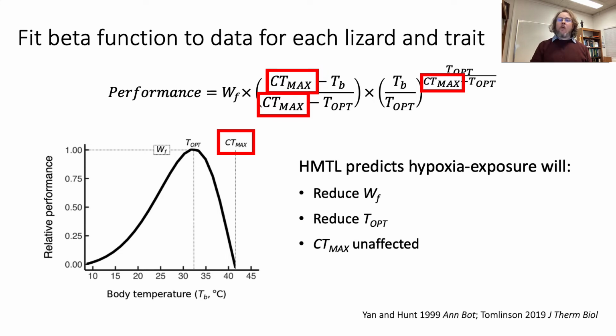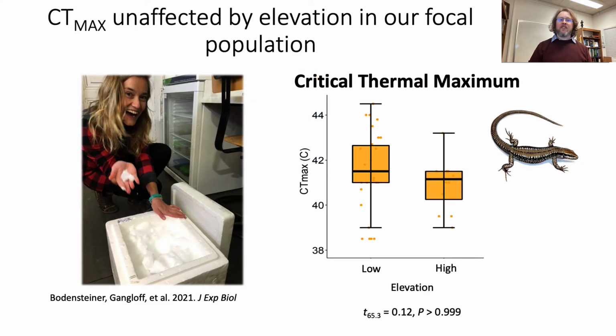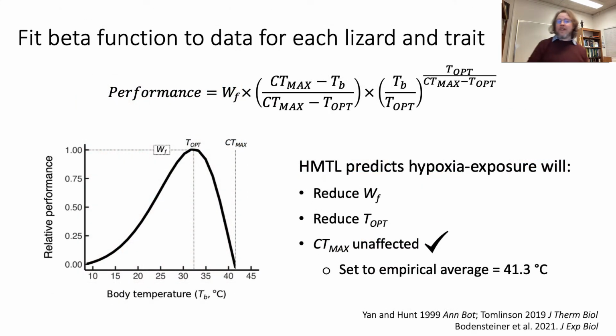Now we actually only fit the model to estimate WF and T-opt. We did not estimate CT max through model fitting because a recent study using the exact same population of animals that was carried out by Brooke Bodensteiner and colleagues found that CT max is unaffected by elevation in our lizards. So that supports one of the predictions of hierarchical mechanisms of thermal limitation and allowed us to use a fixed value of 41.3 estimated from that study to be the CT max when we were fitting this beta function.